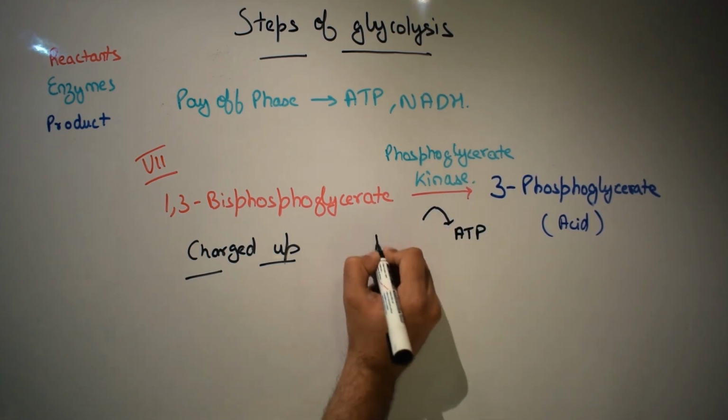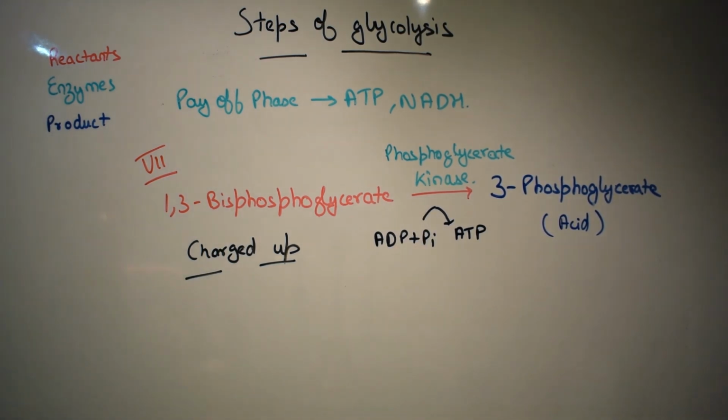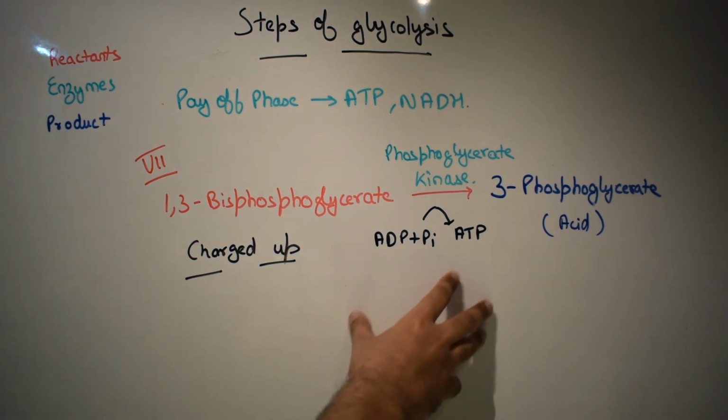So from ADP, ATP is formed. So now it is clear why the glyceraldehyde 3-phosphate was being given another phosphate by the dehydrogenase enzyme, and why the 1,3-phosphoglycerate was charged up, because this is the first step in glycolysis where production of ATP has taken place.